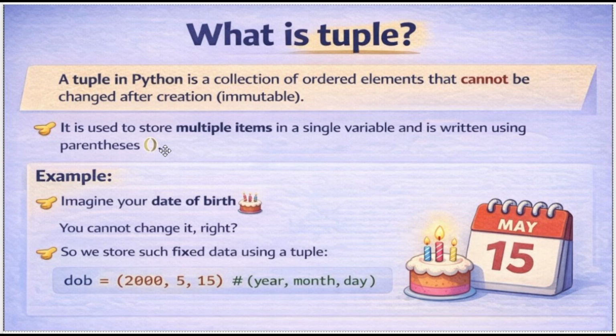For example, let's understand with a real life example. Date of birth. Imagine your date of birth. You can't change it, right? So we can store such type of data using a tuple. And some other real examples: coordinates like latitude, longitude, fixed configuration values. These values we don't change. So tuples are perfect for storing this type of data.